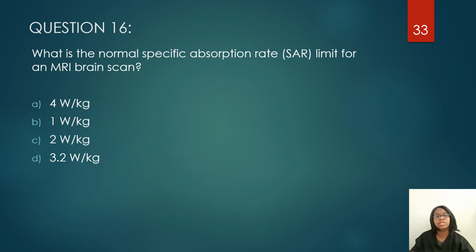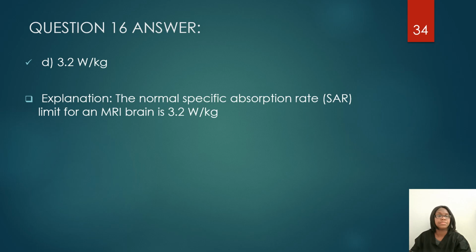What is the normal specific absorption rate, or SAR, limit for an MRI brain scan? You have 4 watts per kilogram, 1 watt per kilogram, 2 watts per kilogram, 3.2 watts per kilogram. 3.2 watts per kilogram.